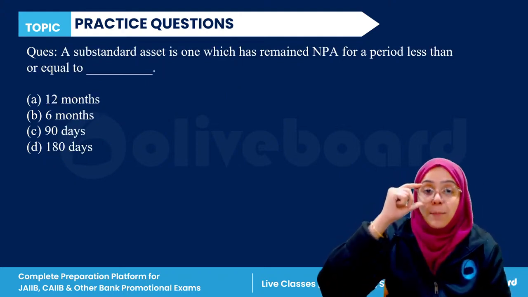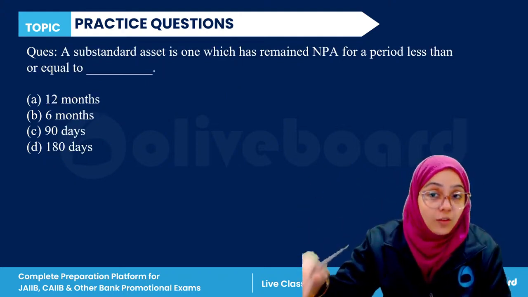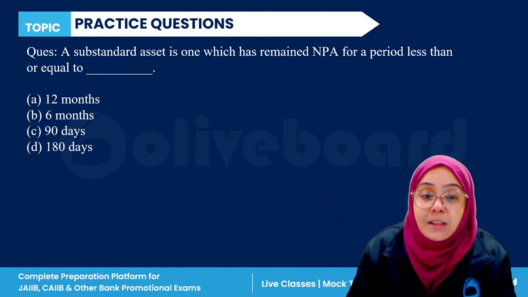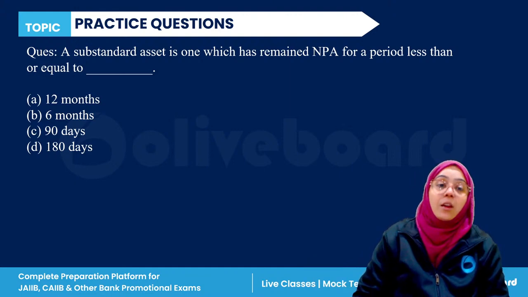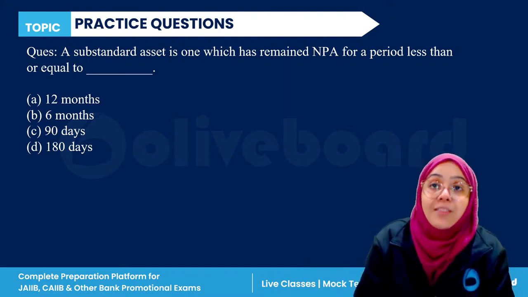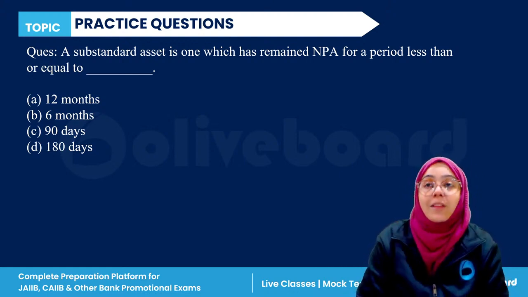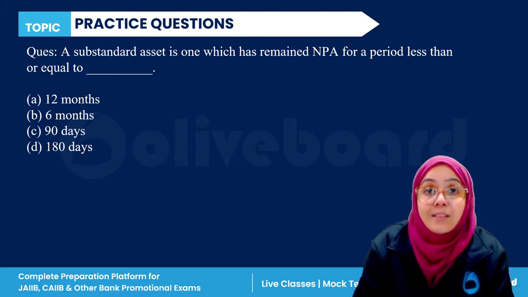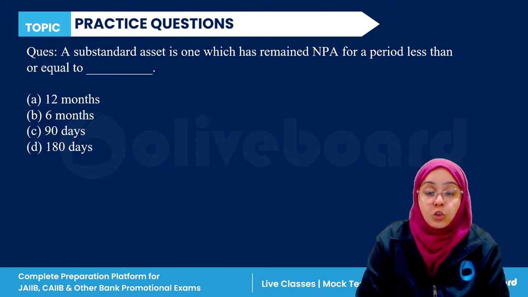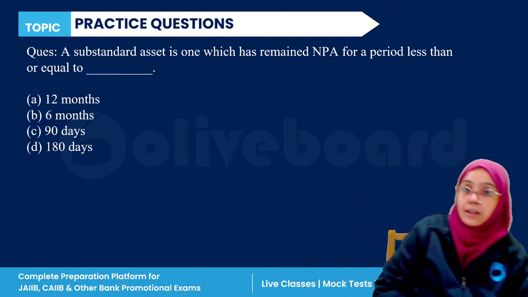Next question. A substandard asset is one which has remained a non-performing asset for a period of less than or equal to what? 12 months, 6 months, 90 days, or 180 days. A non-performing asset becomes a substandard asset first, then there is a doubtful asset, then there is a loss asset. A substandard asset is when an NPA becomes so after 90 days.